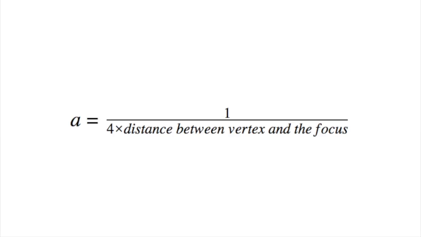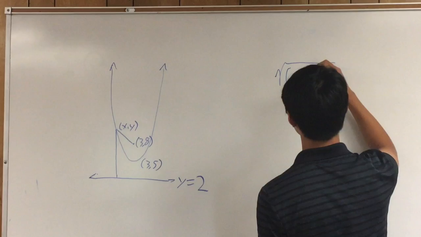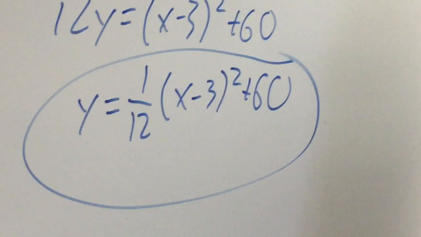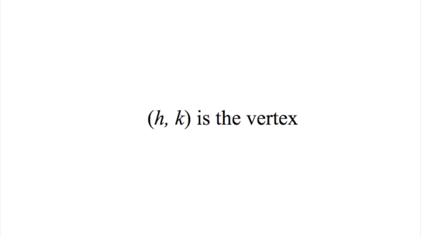a is equal to 1 over 4 times the distance between the vertex and the focus. If you look at our first example, the distance between the vertex and the focus is 3, meaning a would equal 1/12, which it did. Now that we know a, we can find h and k with simple subtraction.